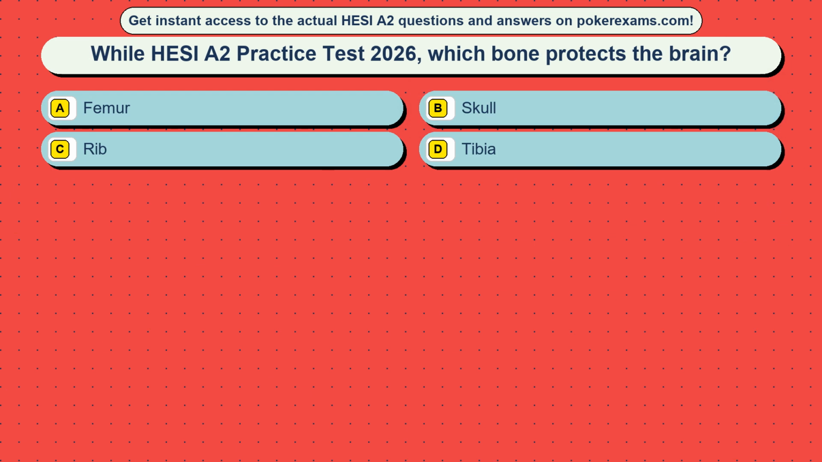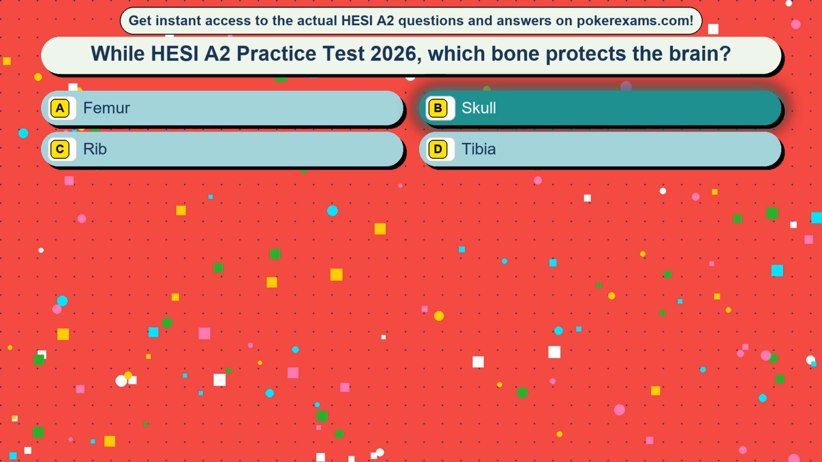Question 17. While HESI A2 Practice Test 2026, which bone protects the brain? Option A, femur. Option B, skull. Option C, rib. Option D, tibia. The correct answer is option B, skull.